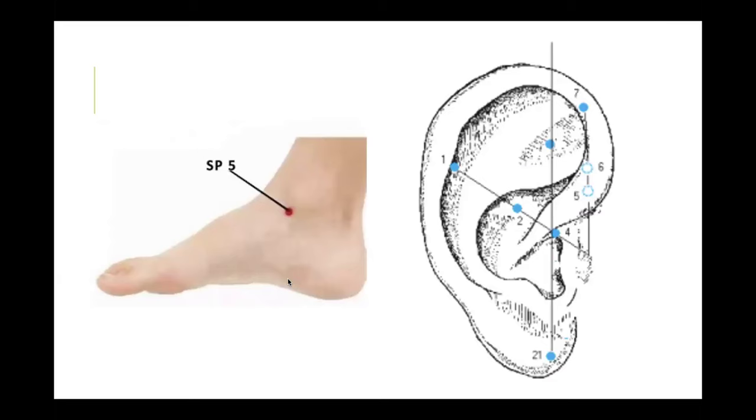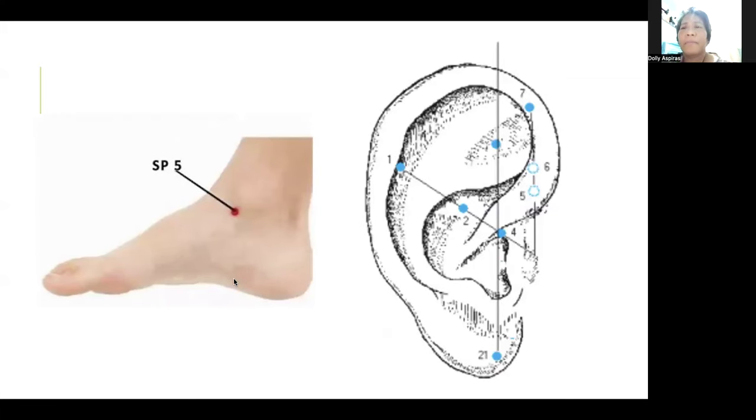Spleen 5 is the main distal point to use. Okay, it expels dampness, and since it is a river point, it affects the joints. So use river points when you have joint issues, okay? It can be used as a general distal point for knee pain, irrespective of the channel involved. So no matter what the channel, you start with spleen 5.